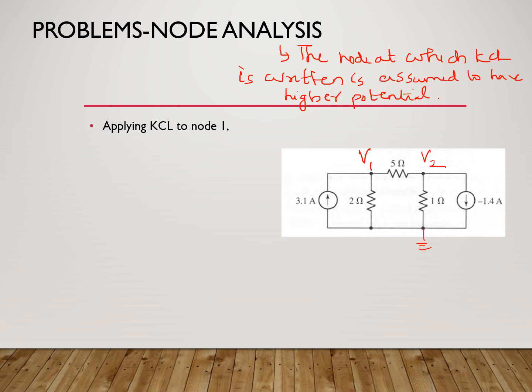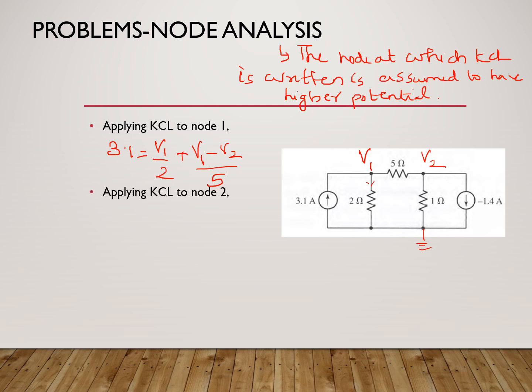So now, if I'm writing KCL in node 1, what would be my equation? The current entering is equal to 3.1 ampere. Then this will be equal to current leaving. The current through the 2 ohm branch is V1 by 2, and it is a leaving current. Then, since V1 is considered to be greater than V2, the current is going to be flowing out of node V1. So the current flowing through the 5 ohm resistance is (V1 minus V2) divided by 5. So this is our first equation, written at node 1.